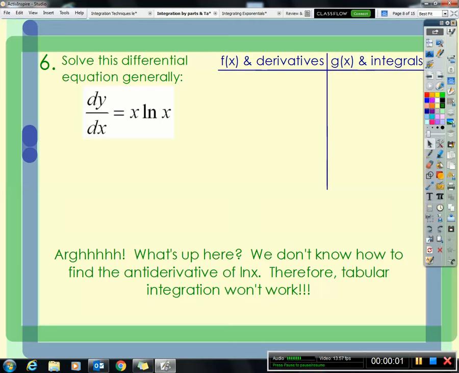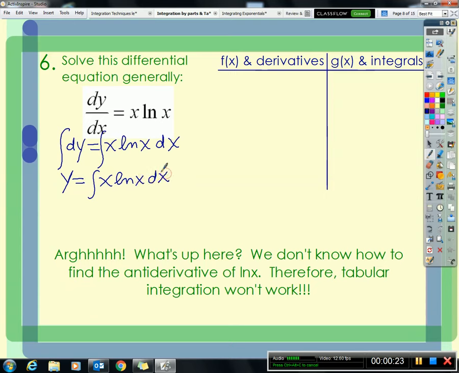So let's proceed with problem number 6. As you can imagine, what we're going to do is start by saying dy equals x ln x dx. And let's take the antiderivative of each side, and I'm left with the integral of x ln x dx.